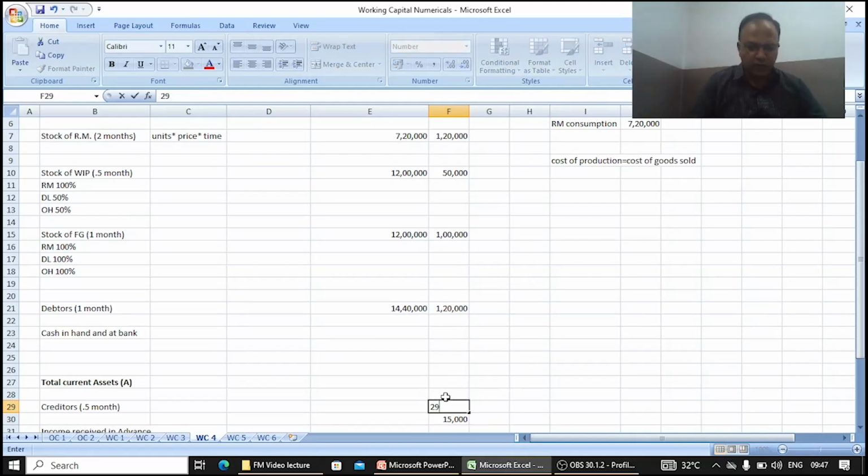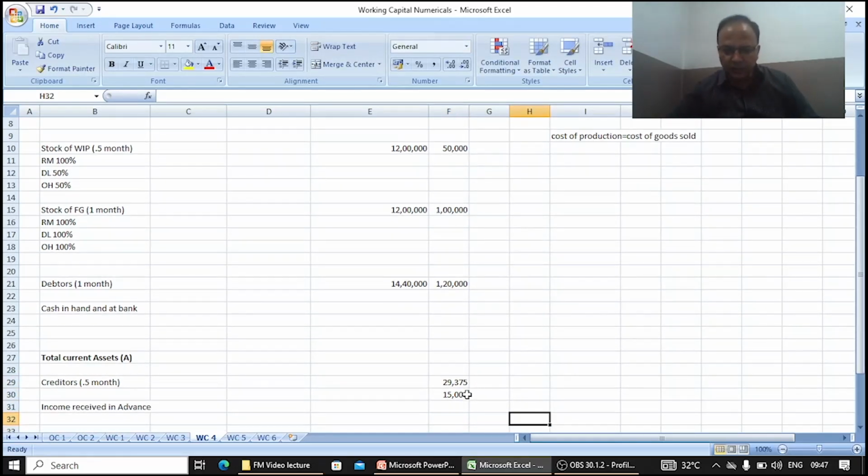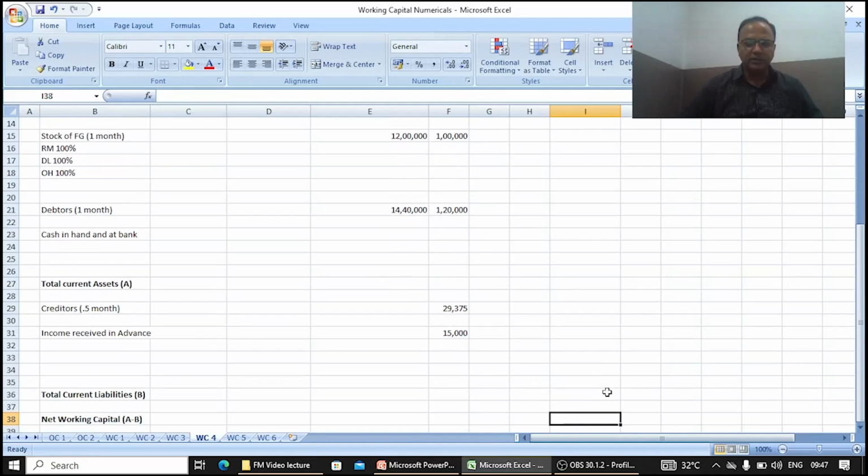29375. This is creditors and this is income received in advance. Now 29375 plus 15,000 will be total current liabilities. It will be 44375.